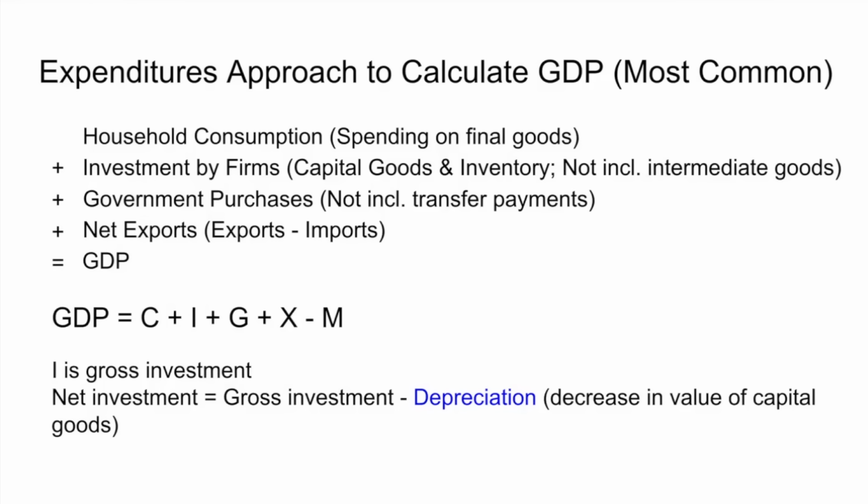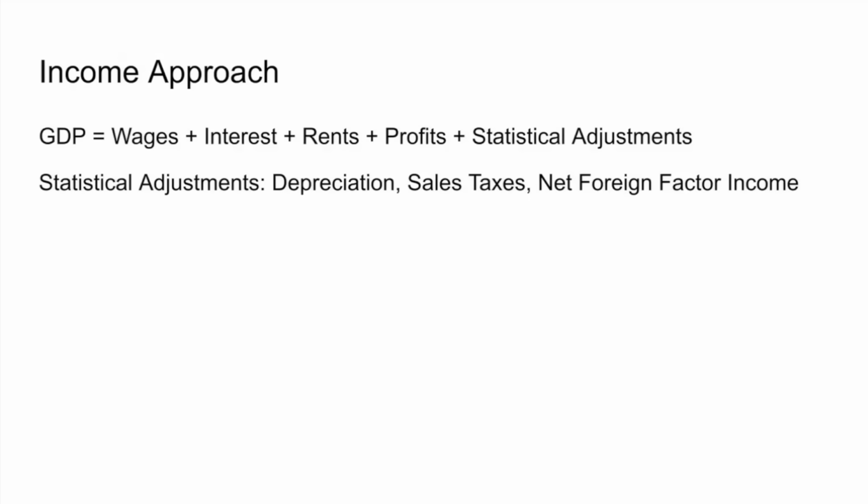Note that I is gross investment, and net investment is equal to gross investment minus depreciation, or the decrease in value of capital goods. For example, tractors may wear out over time, so you may need to spend like $1,000 to repair a tractor in a certain year. That would be considered depreciation. So the $1,000 invested into repairing the tractor would be considered part of gross investment, but not part of net investment.